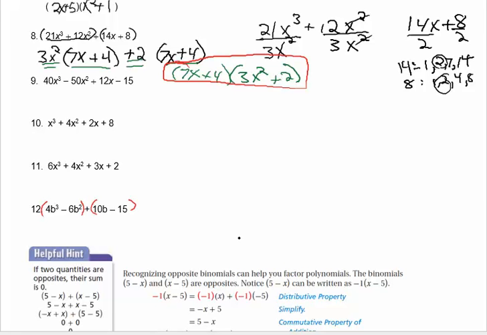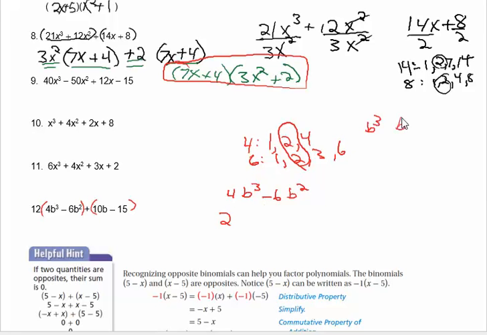Now we're going to try to find the greatest common factor of the first two terms, 4b cubed minus 6b squared. So what's the greatest common factor of the number part, the 4 and the 6? Well, 1, 2, and 4 are the only factors of 4. The only factors of 6 are 1, 2, 3, and 6. The greatest common factor is the 2. So part of my greatest common factor is 2. But I also have a b cubed and a b squared. The greatest common factor of those two will be the b squared.